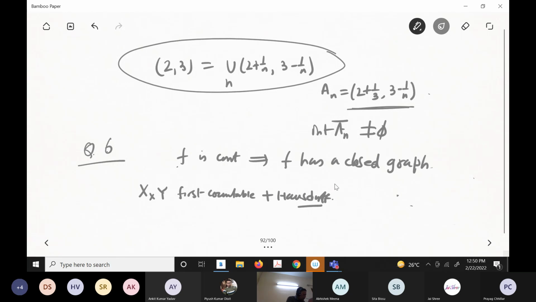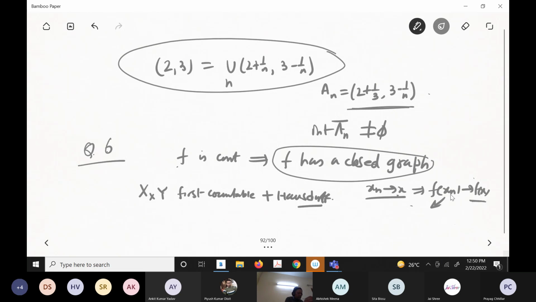F has a closed graph. Okay. And whenever xn goes to x, if f is continuous, that is easier. It means f of xn goes to f of x. So obviously, you take this itself as a subsequence. Okay. So xnk, you take xn. So this is a subsequence converging to a point. Okay. So this is easier. But you'll have to prove that if f is continuous, f has a closed graph. Okay. That is exactly what you'll be doing. Look how to do that.